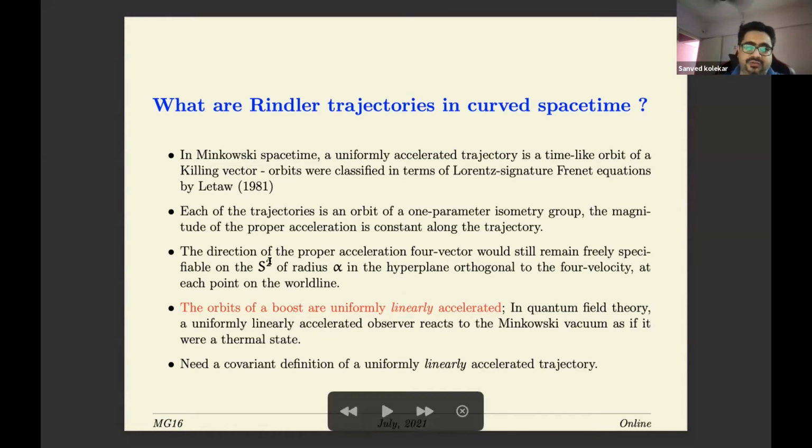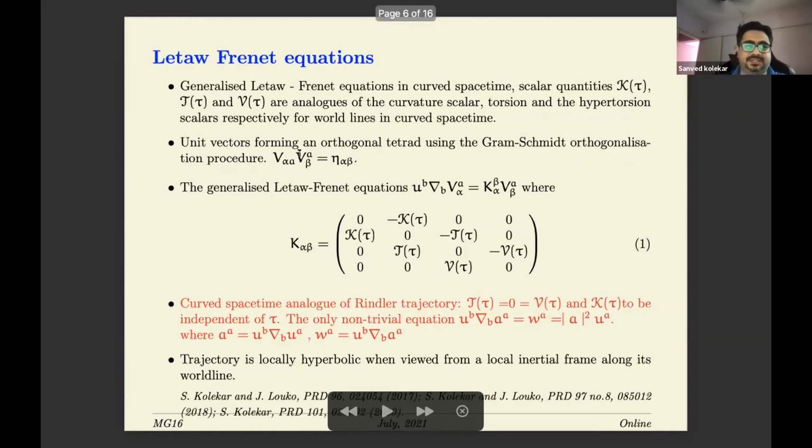If you just impose the condition that you need uniform acceleration, you would just fix the magnitude of the acceleration vector, but it would still be free to move on this S2, which is orthogonal to the direction of the four-velocity. So that doesn't fix it. You need to supply some additional condition, and that is what we need, the covariant definition. So here is where this construction comes about.